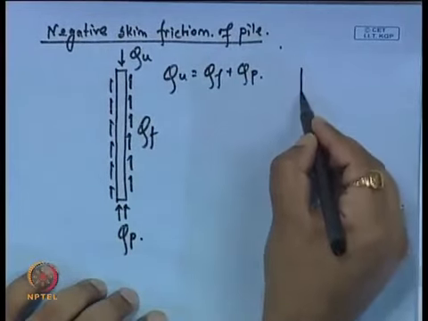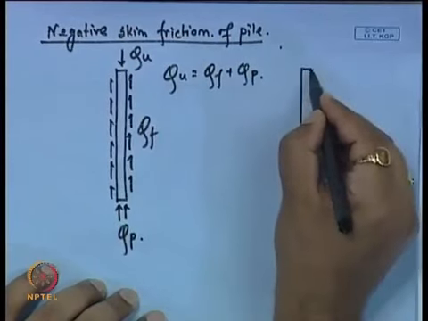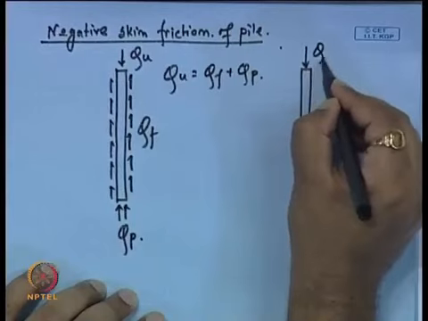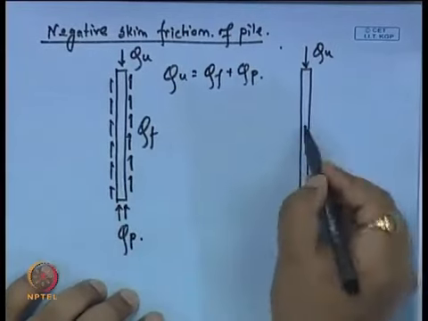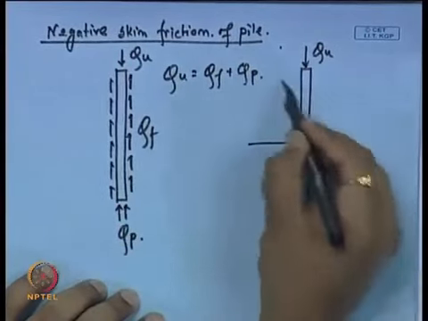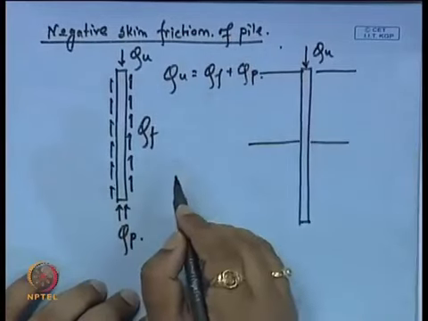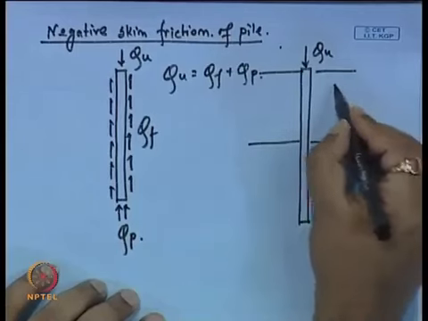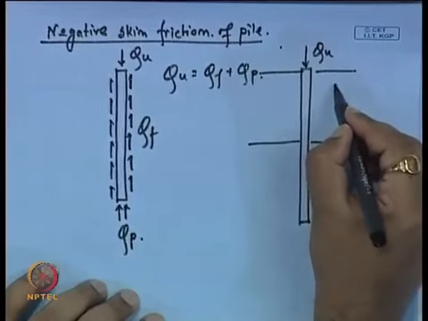Now, if one pile is this one and the load Qu is applied, and suppose up to this level, from here to here, a very compressible layer exists. So, that means this is the very compressible layer.